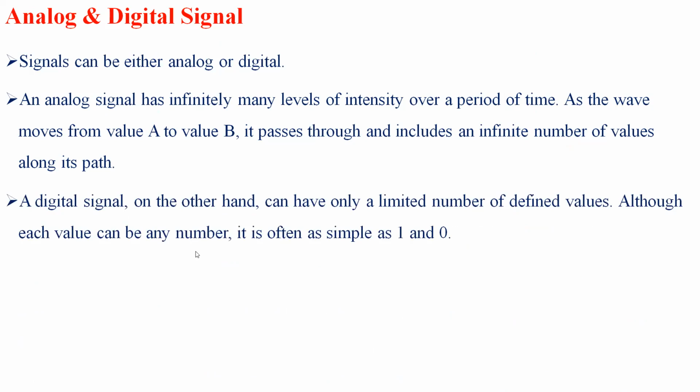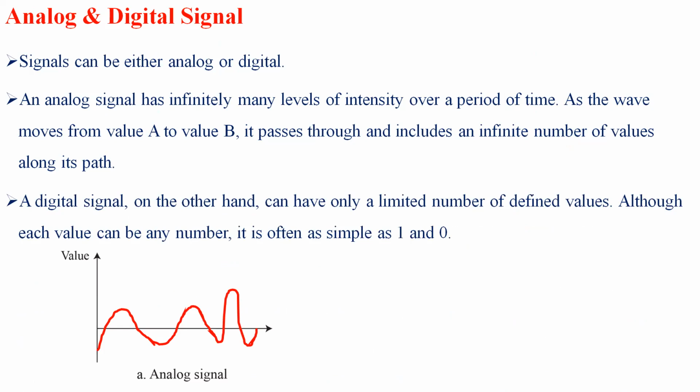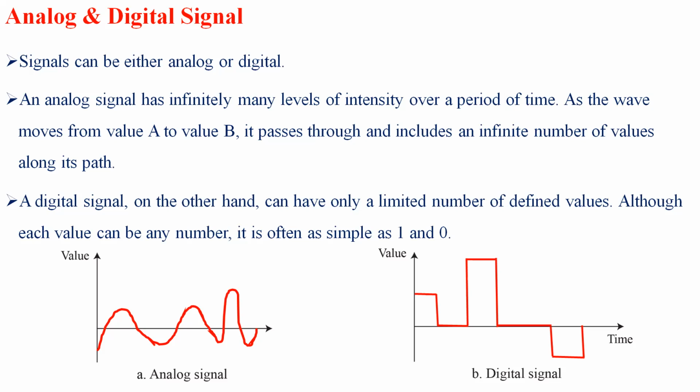Next is digital signals. Digital signals can have a limited number of defined values. Each value can be any number, though it is often as simple as 1s and 0s. This is a pictorial representation which illustrates an analog signal, and this is an example which illustrates a digital signal. In this example, the curve representing an analog signal passes through an infinite number of points.